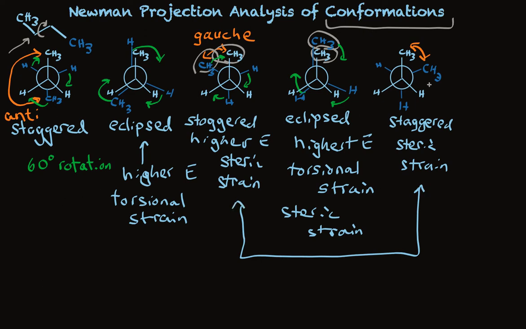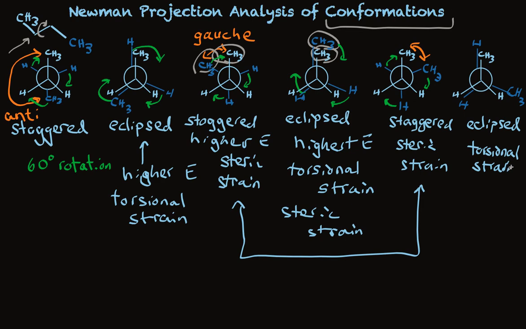Rotate one more time. To make a sixth conformation. It's eclipsed. It will experience torsional strain and the energy is just like this one.